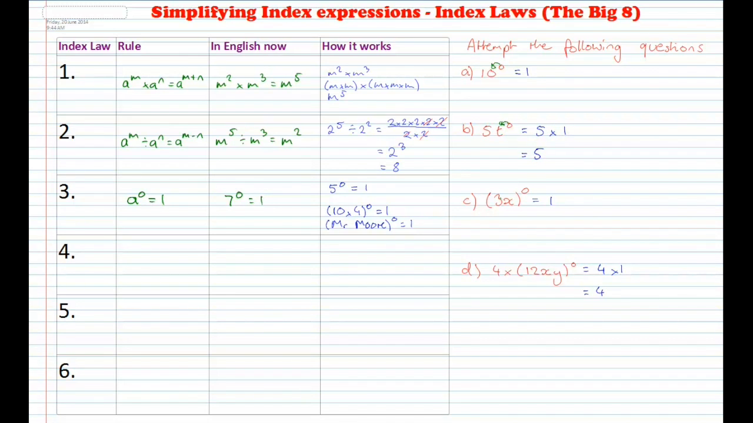Coming down to this one, the 0 actually applies to everything inside this bracket, so it doesn't matter what this is equal to, because when I put it to the power of 0, I get 1. And my final one, I've got 4 times (12xy) to the power of 0. Anything inside this bracket doesn't matter what it's equal to, because when I put it to the power of 0 I get 1, so I get 4 times 1, which is 4.